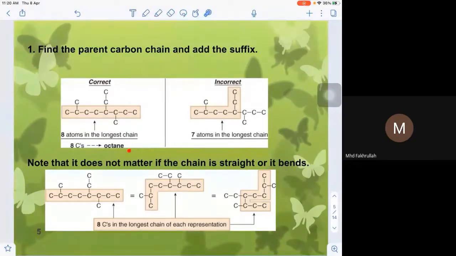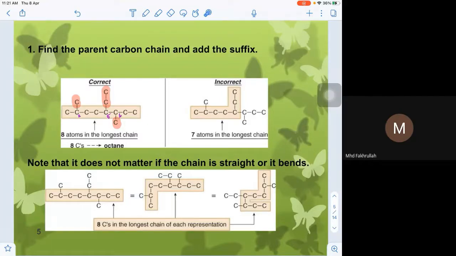And then identify the branches that we have. Okay, 1, 2, 3. So this is methyl because of 1 carbon, and this is ethyl, 2 carbons. This is the first carbon: 1, 2, 3, 4, 5, 6. So it will be 2,6-dimethyl, 5-ethyl. We follow alphabetical order, right? 5-ethyl-2,6-dimethyloctane.